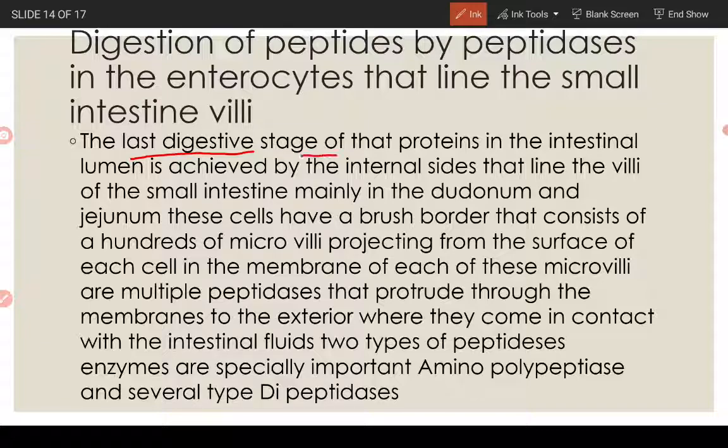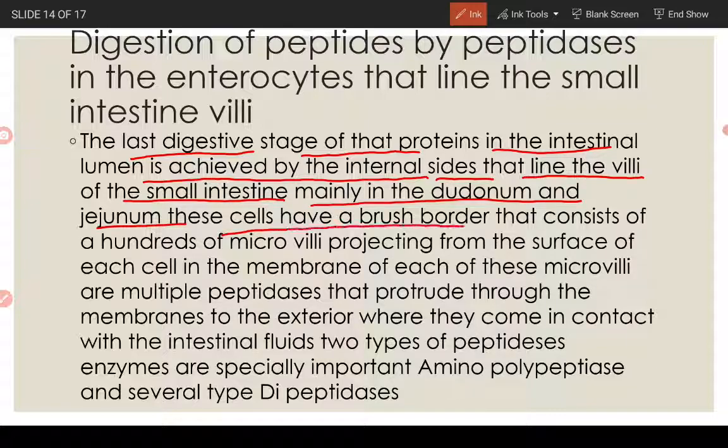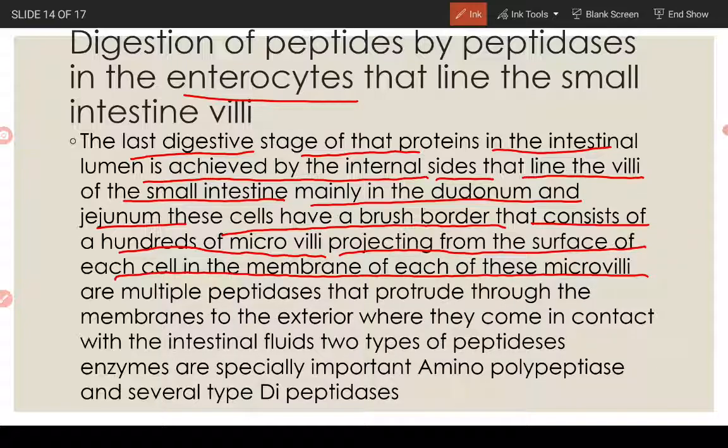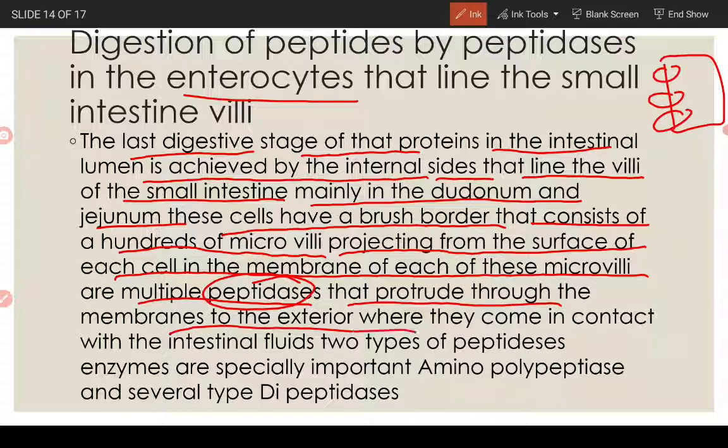The last digestive stage of proteins in the intestinal lumen is achieved by enterocytes that line the villi of the small intestine, mainly in the duodenum and jejunum. These cells have a brush border that consists of hundreds of microvilli projecting from the surface of each cell. In the membrane of each of these microvilli are multiple peptidases. These enterocyte cells present in the microvilli have many enzymes known as peptidases that protrude through the membrane to the exterior, where they come in contact with the intestinal fluids.